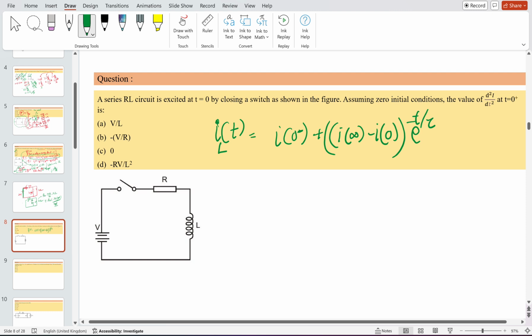Okay, I will give the solution for this. Then after that, I will take that question. Then it will be easy for you to understand.